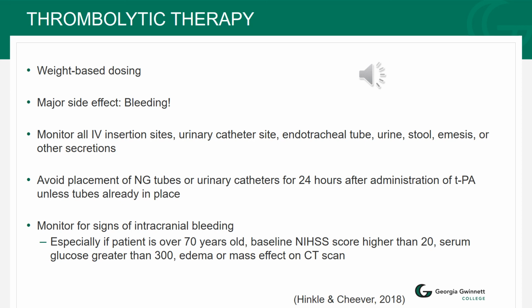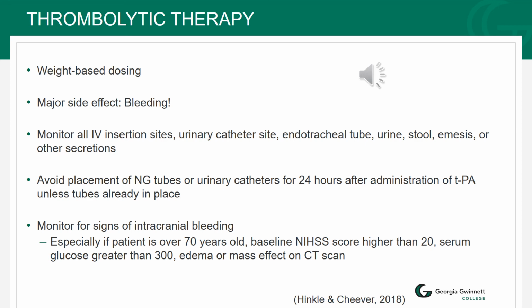If you've tried to get an IV in this client and you were unsuccessful, and you've made an entrance or a piercing in their skin, you need to make sure you put a compression dressing on there and you monitor that site for bleeding. Monitor the sites that have the IVs in, urinary catheter sites, and if they have an ET tube, you're going to monitor all the secretions, emesis, any urine, stool, monitor all those for bleeding. If you can prevent placing tubes like an NG or a Foley urinary catheter, you should avoid placing them for 24 hours after the TPA.